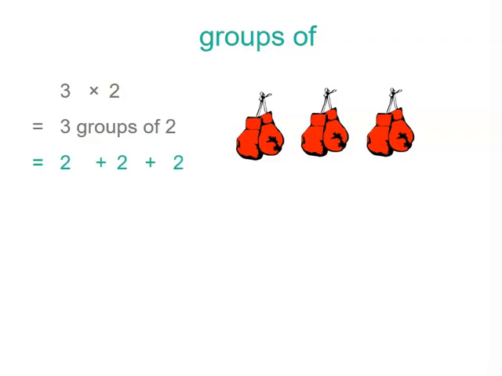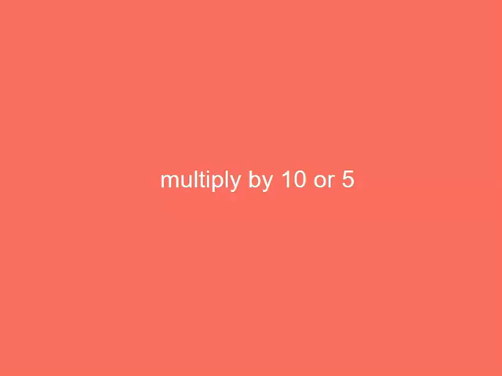3 groups of 2, well, that's the same thing as 2, 4, 6. So skip counting is really useful. If we multiply by 10, we can then use that answer to help us multiply by 5.